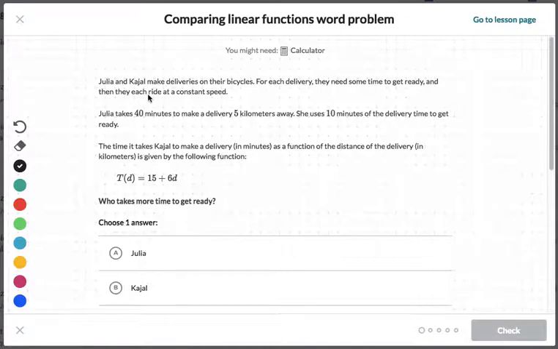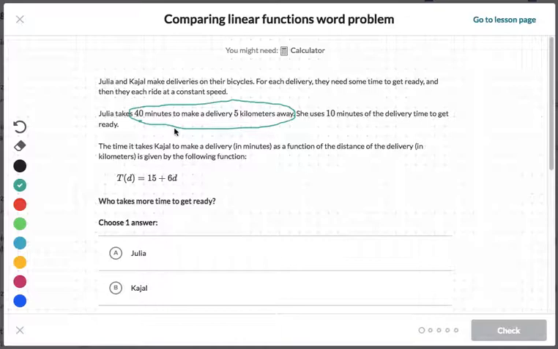Julia and Kajal make deliveries on their bicycles. For each delivery, they need some time to get ready, and then they each ride at a constant speed. Julia takes 40 minutes to make a delivery 5 kilometers away. Now, this part here, Julia taking 40 minutes to make a delivery 5 kilometers away, that is a suggestion of a slope.